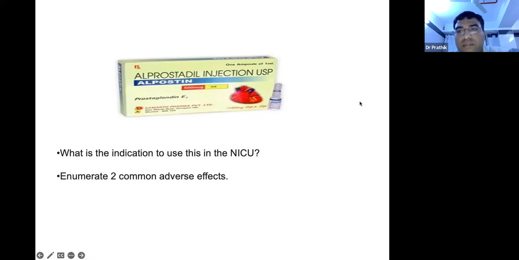And side effects: bradycardia, pulmonary hemorrhage, these are not common side effects. Anything else? Apnea, yes, apnea is a common side effect. Then apnea and fever, these are the two common side effects, and hypotension. Okay.